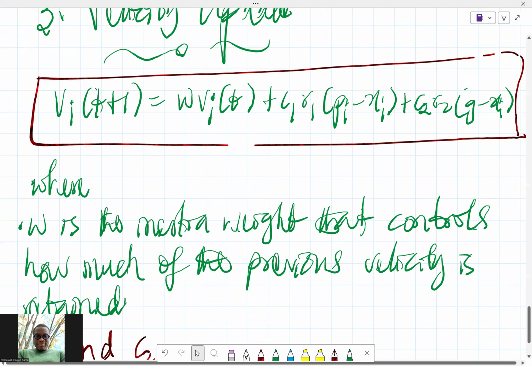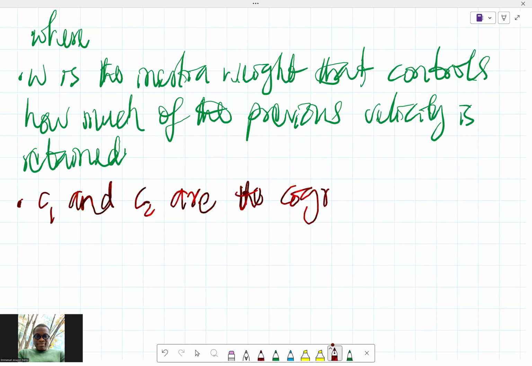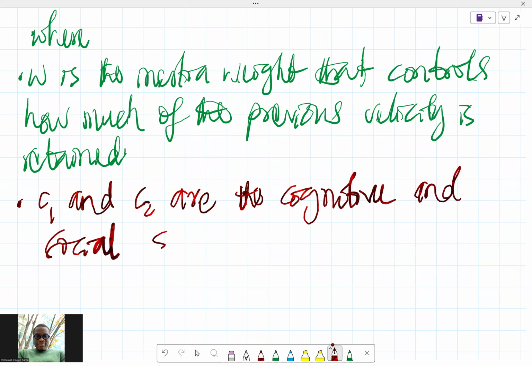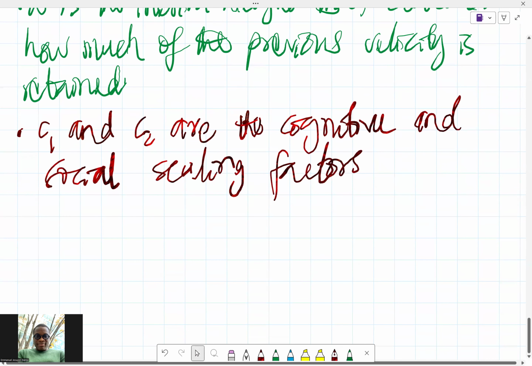If you look at where C1 and C2 are, they are like constants attached there. C1 and C2 are the cognitive and social scaling factors. This is an evolutionary algorithm, right? The birds and fish have memory of where they've been and how they are relative to other birds and fish. So that takes care of the memory of each particle, each bird, each fish, and how they have interacted with others.